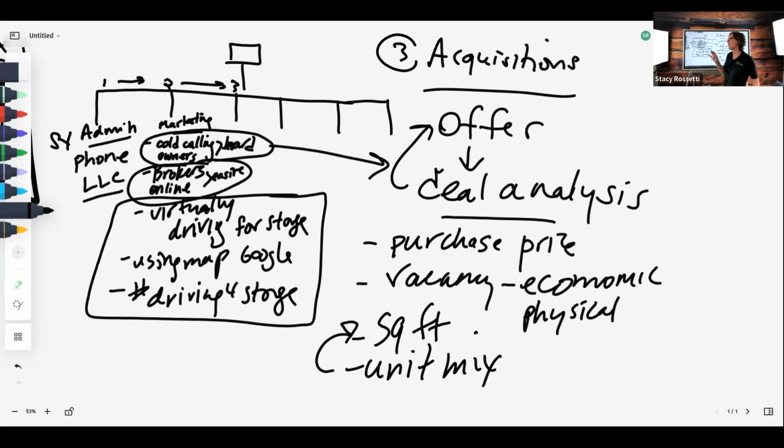All right. Being roundabout is okay, but for true numbers, you really want to get the unit mix. And then also you want to get their pricing. So what are you charging for your 10 by 10s? What are you charging for your 10 by 20s and stuff? So you get the unit mix, the square footage, and the pricing, so you can run numbers on that.